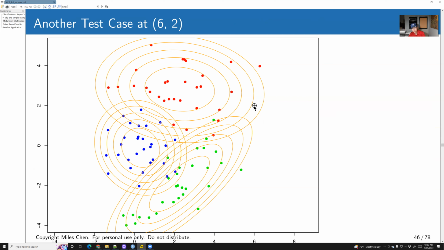Okay, this observation is at 6.2. What do you guys think? All right, this is probably not going to be class B. We would expect higher numbers for the red and the green. And if I had to guess, maybe a little bit more likely red because it's still inside this ellipse, and over here it's outside of the ellipse for green, but I don't know.